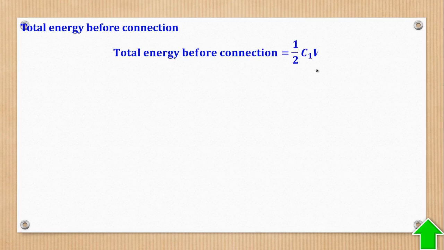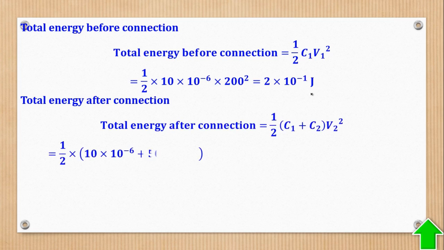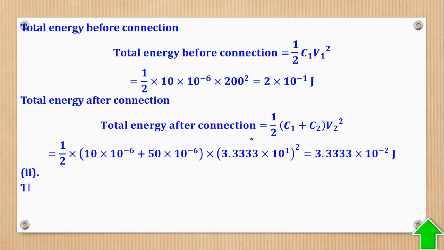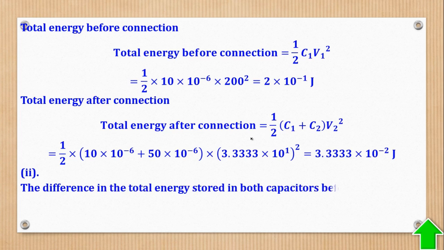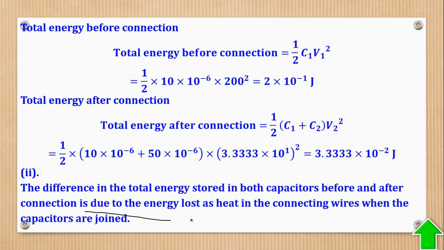So they wanted the total energy before connection, which is that. So quote the formula, substitute, and use a calculator. What about after connection? So quote the formula, substitute, and then use a calculator. Then they wanted you to account for the difference. So we shall come and say that the difference in the total energy stored in both capacitors before and after is due to the energy lost as heat in the connecting wires when capacitors are joined. As simple as that.